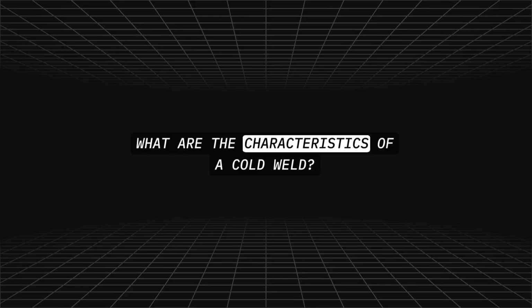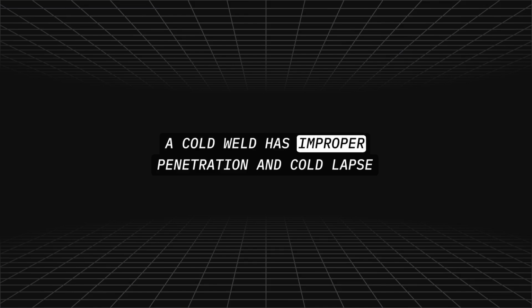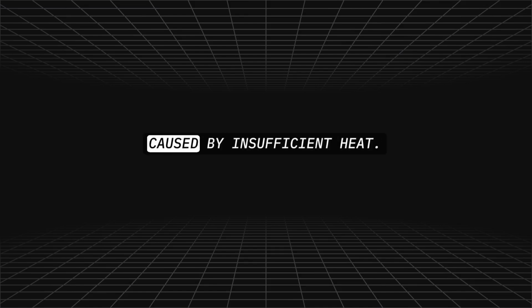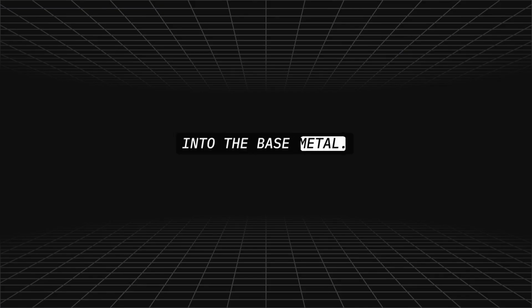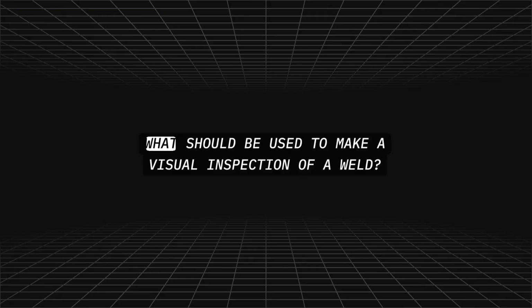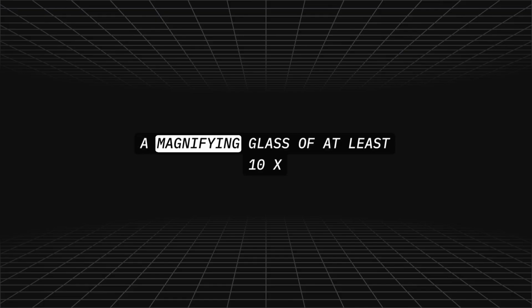What are the characteristics of a cold weld? A cold weld has improper penetration and cold lapse caused by insufficient heat. It appears rough and irregular, and its edges are not feathered into the base metal. What should be used to make a visual inspection of a weld? A magnifying glass of at least 10 times.